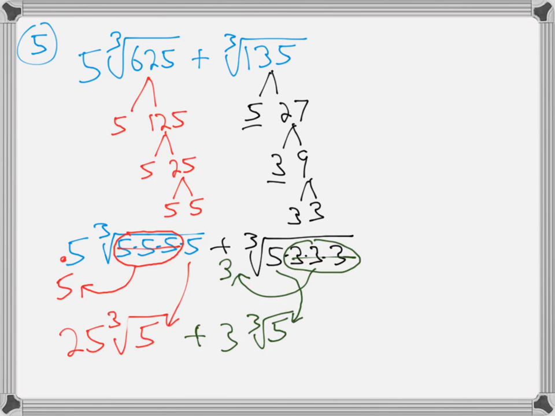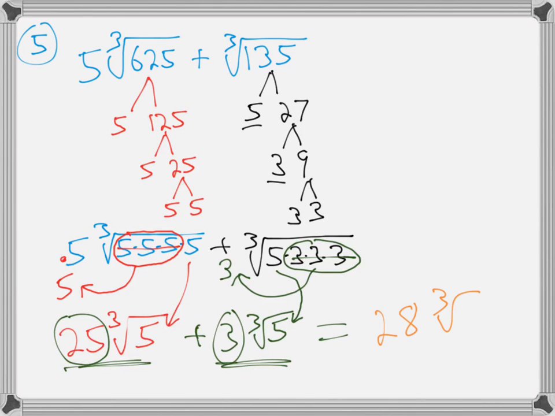So, all right, now when all is simplified, are they like roots? Yeah, they're both cube roots of 5, aren't they? So we can add them up. 25 of those cube roots of 5 and 3 more of those cube roots of 5 makes 28 of those cube roots of 5. And we're done. Questions? We good? Just big numbers, use your calculator.